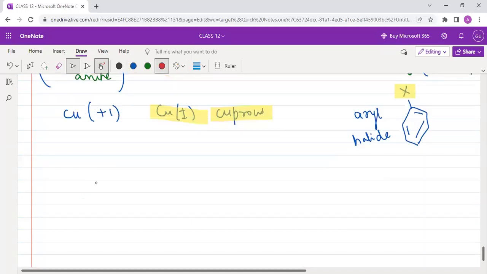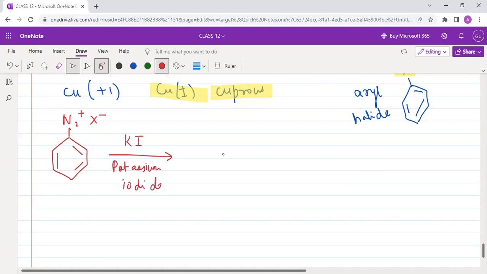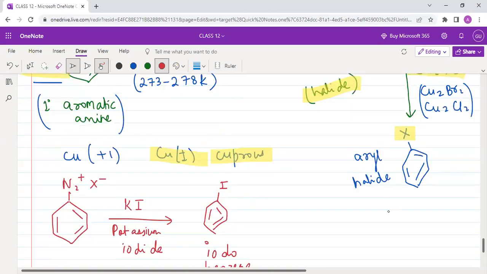Now, if you want to prepare iodobenzene, we have got this benzene diazonium halide, that is N2 plus X minus, by the above reaction. Now, if you treat this benzene diazonium chloride with KI, KI is potassium iodide, it will result in the formation of iodobenzene. So this way we'll get iodobenzene, and we get chlorobenzene or bromobenzene by Sandmeyer's reaction. So this you have to remember.